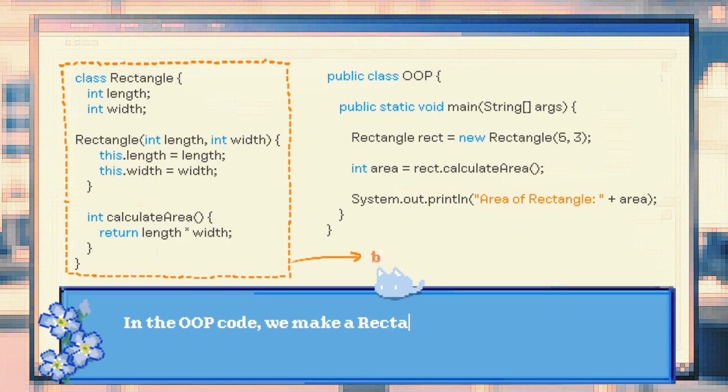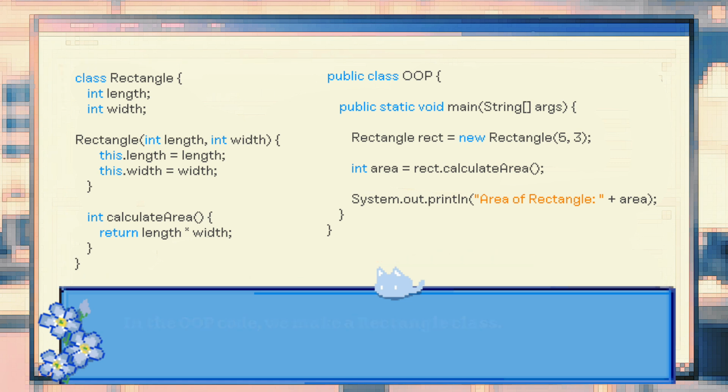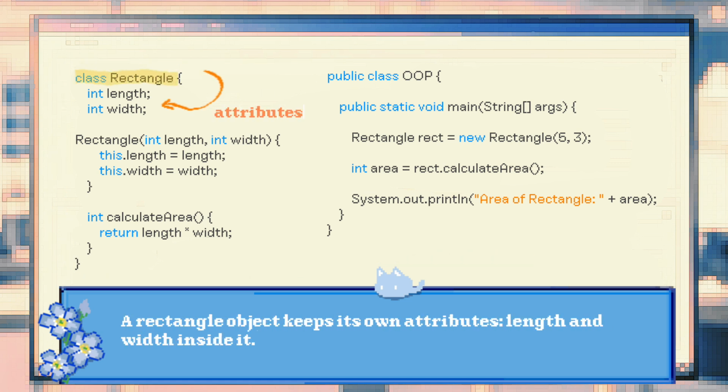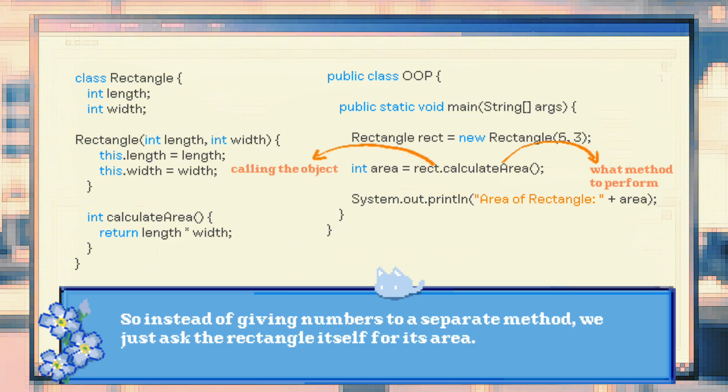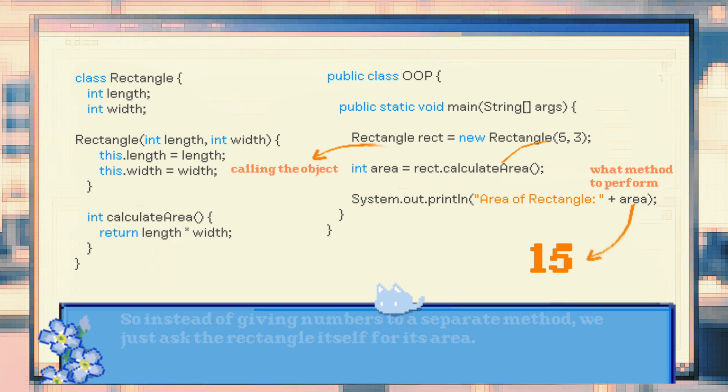In the OOP code, we make a Rectangle class. A rectangle object keeps its own attributes, length and width, inside it. It also has its own method that knows how to find the area. So instead of giving numbers to a separate method, we just ask the rectangle itself for its area.